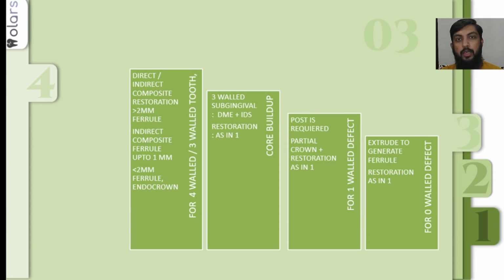The post is required when the defect or the access cavity is only 1 walled. We are going to do partial crown, and under that partial crown, the restoration criteria is the same as for the first part. That if we are able to make 4 walls, ferrule is restored, then we are going to use endocrown or indirect composite restoration. And if there are no walls and the tooth is at the level of bone, we are going to extrude the tooth orthodontically, then we are going to restore it as per the guidelines.